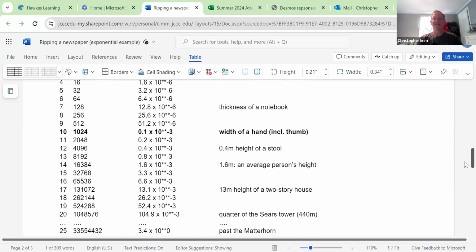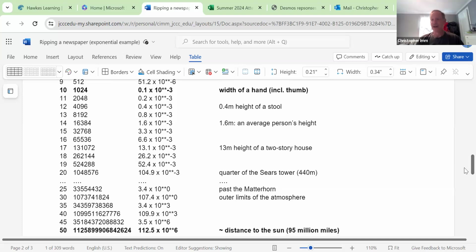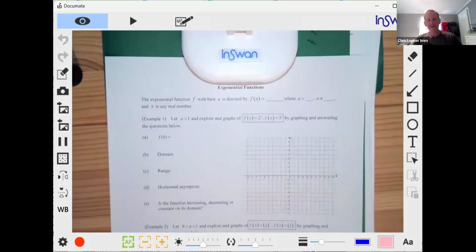A 2-story house, the Sears Tower, it's going to be about the distance to the sun, where I ripped it 50 times. So you can see with exponential growth, if we put a 50 in for our input, we would get a distance of 95 million miles, the distance to the sun, with just ripping a 0.1 millimeter sheet of paper. So I think that this sort of shows the magnitude of our exponential functions. So let's go ahead and look at some of these.